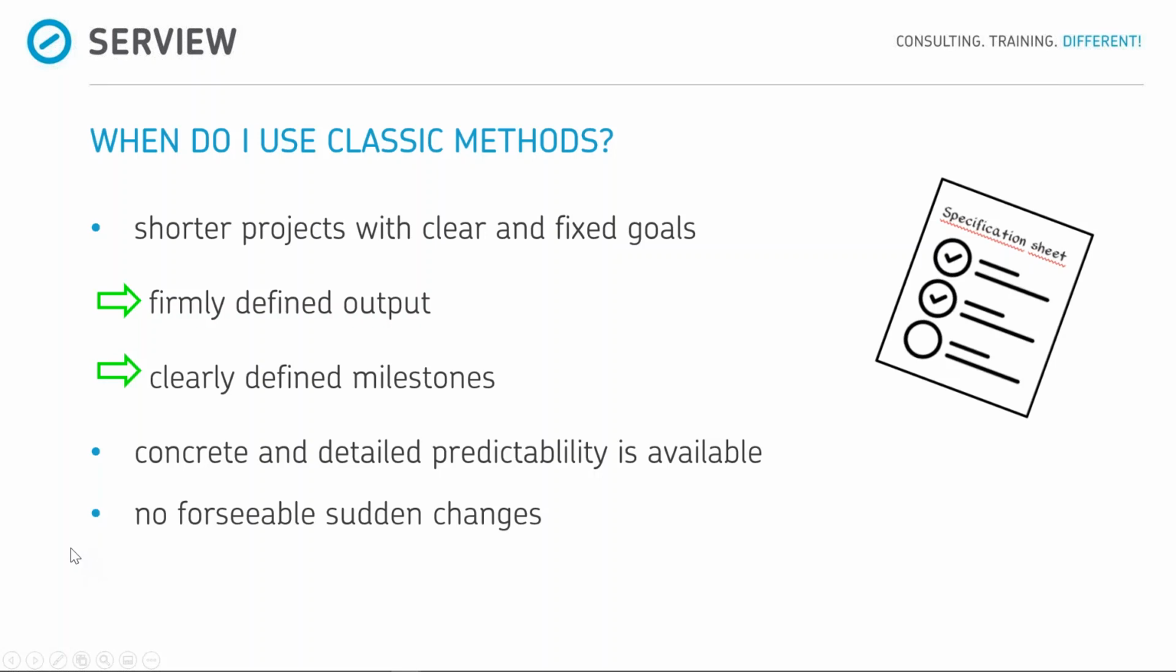So this is where we would use, for instance, a method like PRINCE. And the name already says it. PRINCE is an abbreviation for Projects in Controlled Environments. So environments with high control and little change, so no need for flexibility. Go ahead and use a classic method.